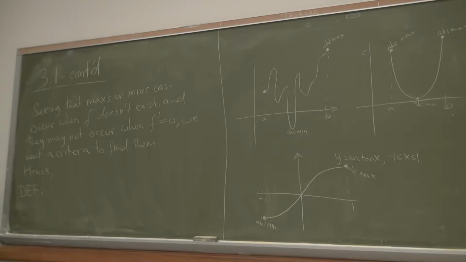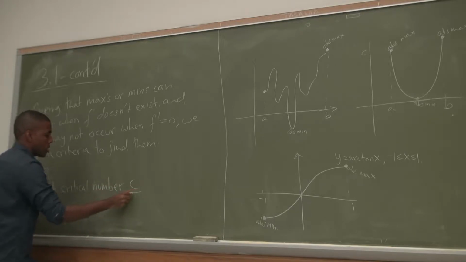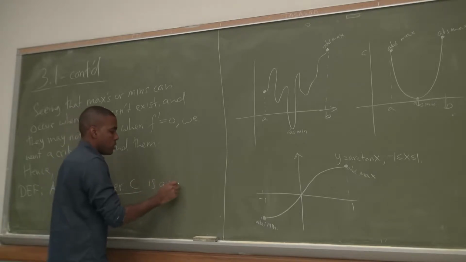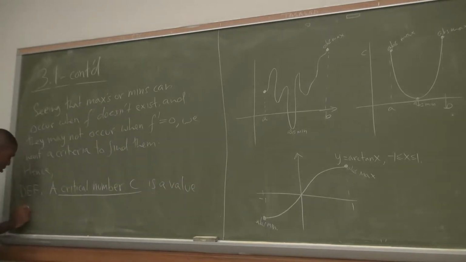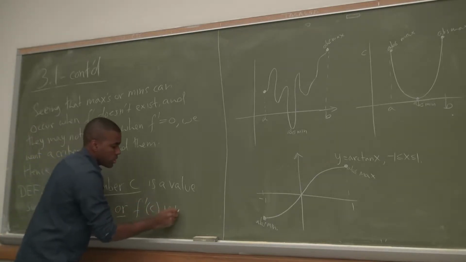It turns out if our maximum or minimum exists, it will happen at what we call a critical point. And that's what we're going to define here. A critical number c is a value such that f prime of c equals 0 or f prime of c is undefined.